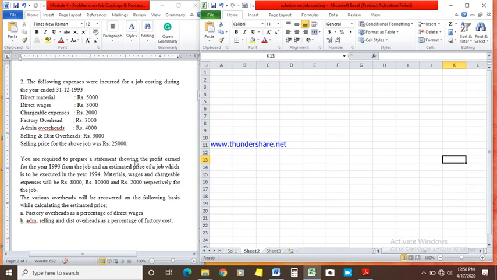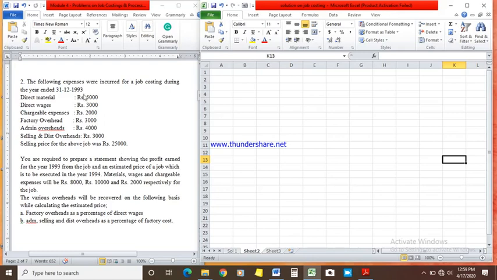You are required to prepare a statement showing the profit earned for the year 1993 for the job and an estimated price of a job which is to be executed in the year 1994. Here you are given material, wages and chargeable expenses of 8,000, 10,000 and 2,000 for the job. The various overheads will be recovered on the following basis while calculating the estimated price: factory overheads as a percentage of direct wages, administrative, selling and distribution overheads as a percentage of factory cost.